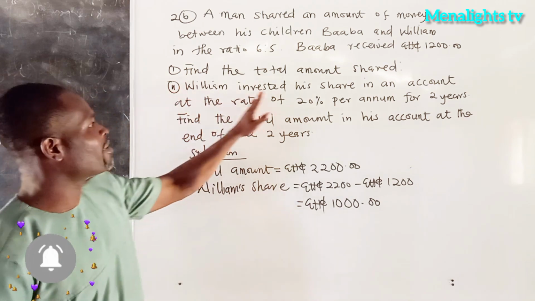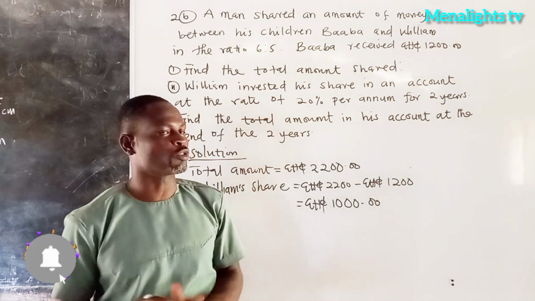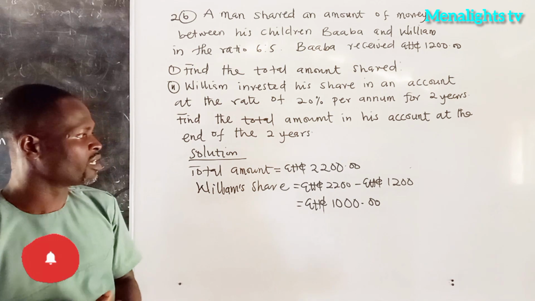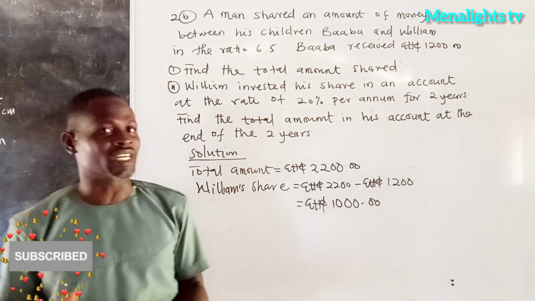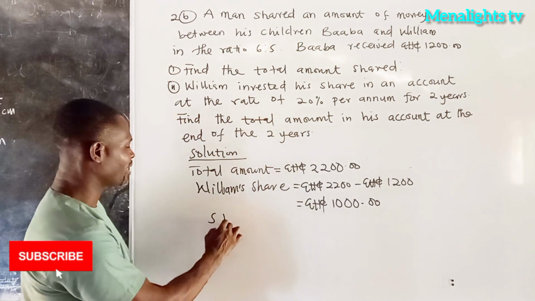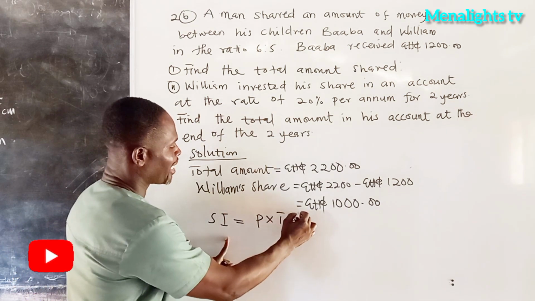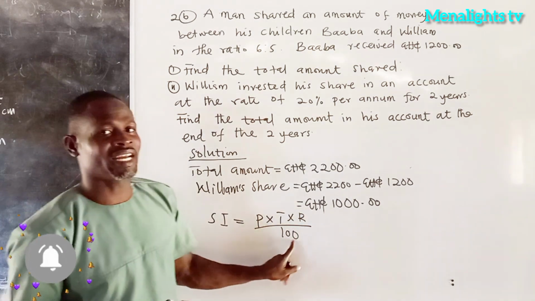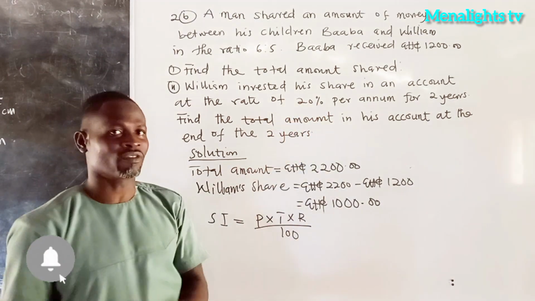Then from the question, William invested his share in an account at the rate of 20% per annum for 2 years. So find the total amount in his account at the end of the 2 years. So here they are asking for the amount that William will get at the end of 2 years. But before we can get that amount, we need to calculate the interest. So we say that the simple interest, which is the SI, is equal to the principal times the time times the rate all over 100. The reason why we have the 100 here is because of the rate. The rate is a percentage, so 20% here means 20 over 100.